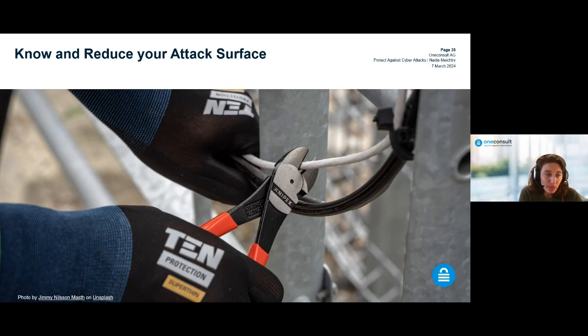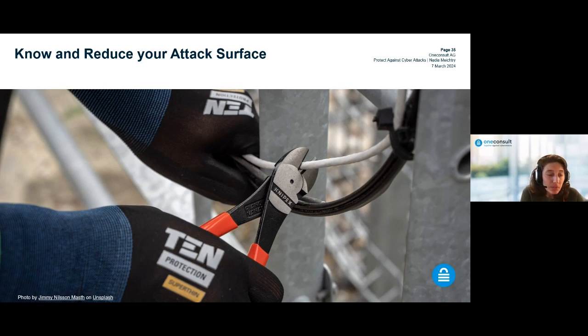Attackers look for targets with a large attack surface and they don't choose a company specifically. So you should start by knowing your own attack surface, reducing it and securing it accordingly. You can disable unnecessary services. You should not expose critical services and systems to the internet. That way you limit your exposure.